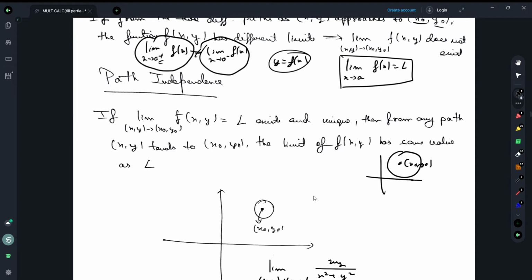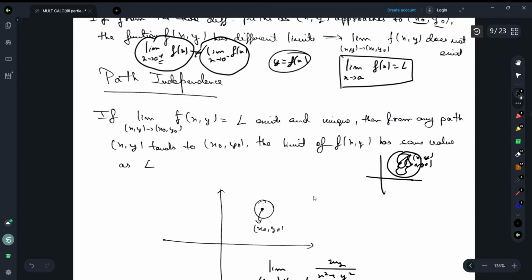Suppose you have (x, y) here, let's say. So (x, y) can take several paths. It can come straight to (x0, y0). It can follow a path like this, like this, like this. Approaching (x0, y0) from each of these, there can be infinitely many paths, right? So approaching (x0, y0) from infinitely many paths, if f(x, y) tends to the same value, then only can we say that the limit exists, else not, right?